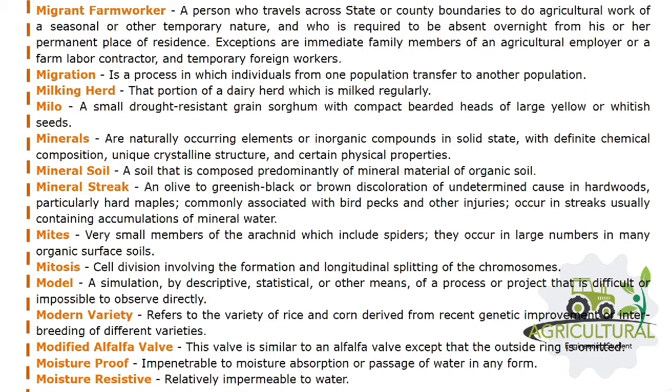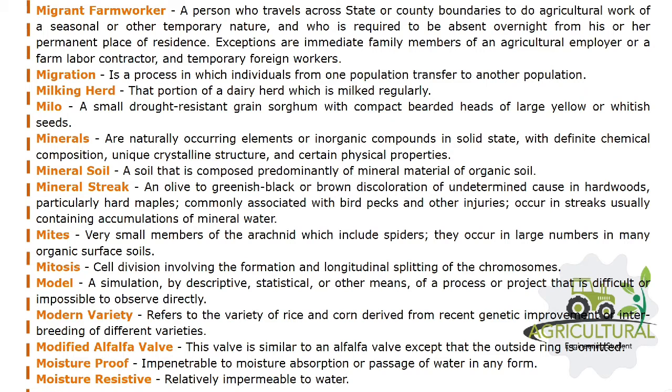Mineral streak, an olive to greenish black or brown discoloration of undetermined cause in hardwoods, particularly hard maples, commonly associated with bird pecks and other injuries, occurring in streaks usually containing accumulations of mineral matter. Mites, very small members of the arachnid class which includes spiders, they occur in large numbers in many organic surface soils. Mitosis, cell division involving the formation and longitudinal splitting of the chromosomes.